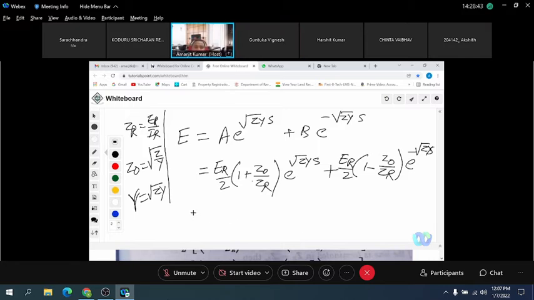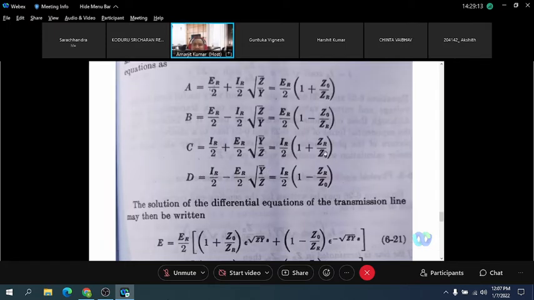Similarly, current you can write. What will be current? I is equal to C into e to the power root ZY S plus D into e to the power minus root ZY S. C and D you have calculated. Put C and D here. So what are you getting? C is equal to IR by 2 into 1 plus ZR by Z naught. D is equal to IR by 2 into 1 minus ZR by Z naught.